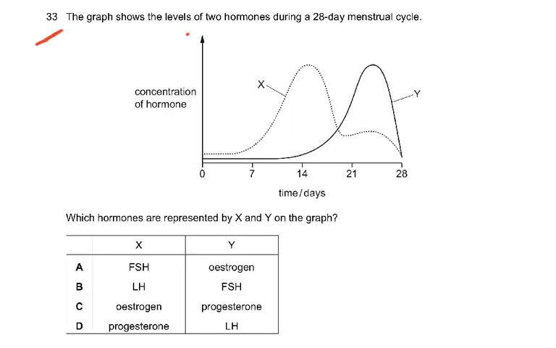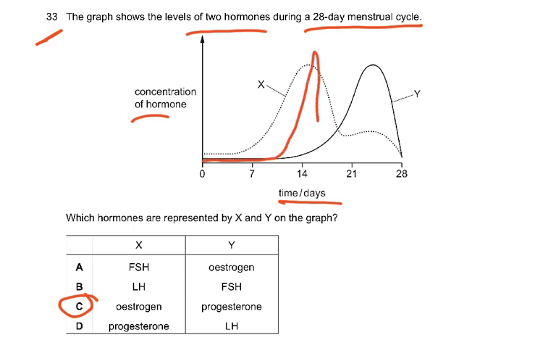33. The graph shows the levels of two hormones during a 28-day menstrual cycle, concentration of hormone against time in days. Which hormones are represented by X and Y on the graph? Naturally, it's estrogen and progesterone, because LH would peak here. There'd be a graph like this. And FSH would be, of course, higher here and then it'll go down. So X is estrogen and Y is progesterone.